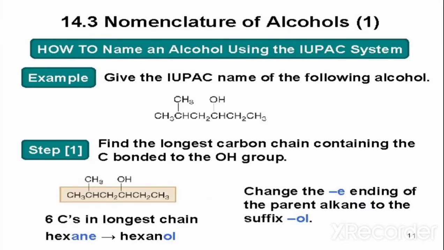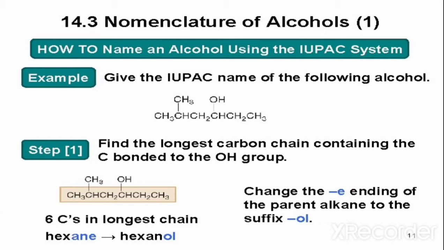And the other is the IUPAC nomenclature of alcohols, where we are given the IUPAC name of the following alcohol. So we will name it according to the IUPAC rules. We have a compound that contains a 6 carbon chain, a substituent that is an alkyl group, and another substituent that is a hydroxyl group. So how do we name it? We have to follow some steps to name the compound.